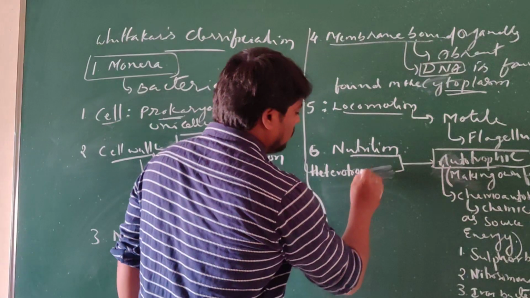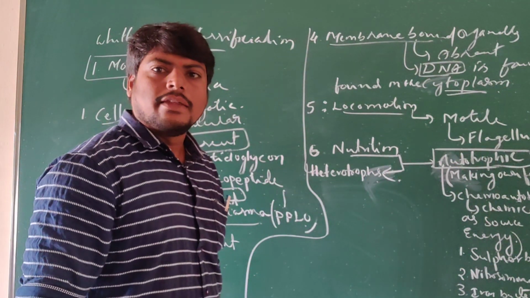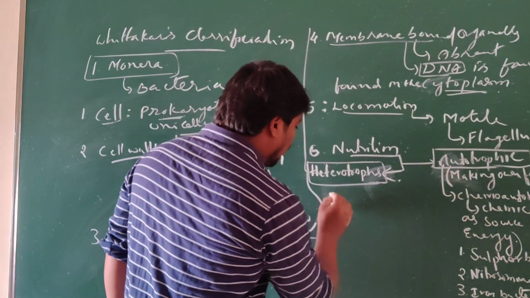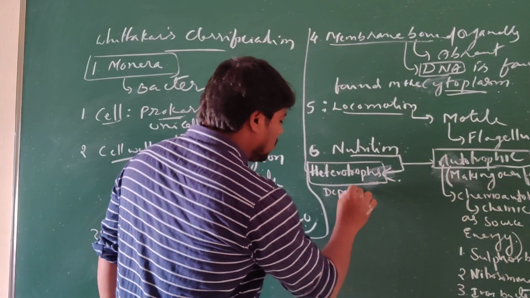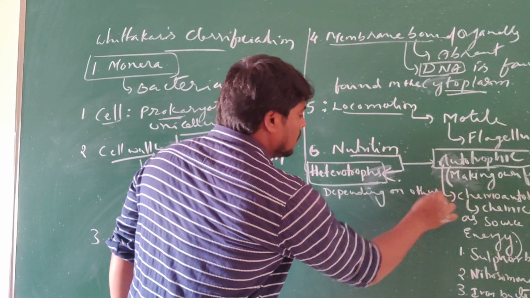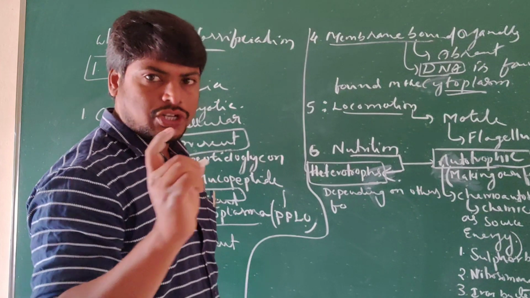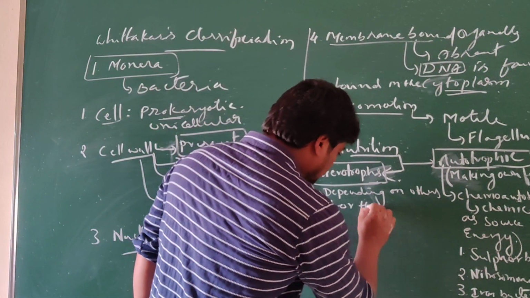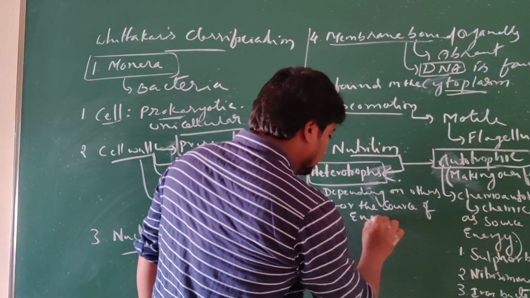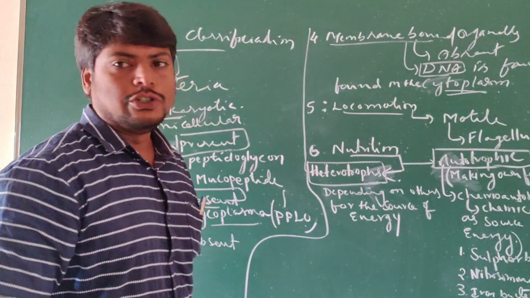Heterotrophs. So one is autotrophic mode of nutrition, and another type is heterotrophic mode of nutrition. That is depending on others. For what purpose are they dependent on others? For the source of energy. So that type of nutrition we call heterotrophic mode of nutrition.